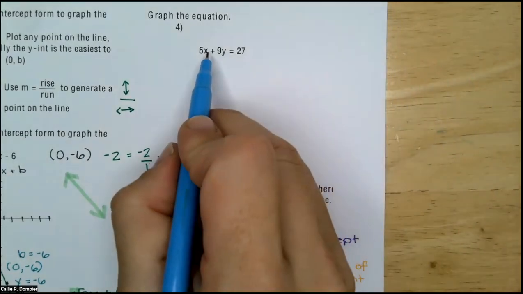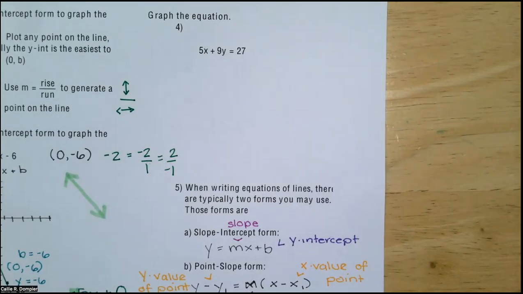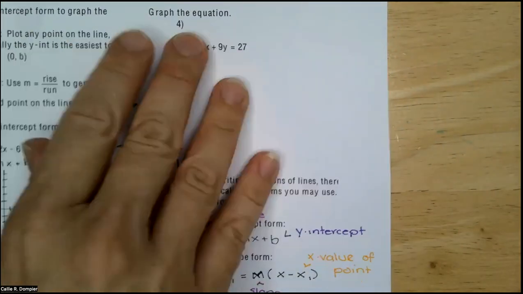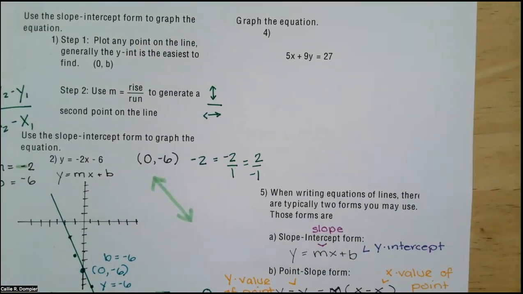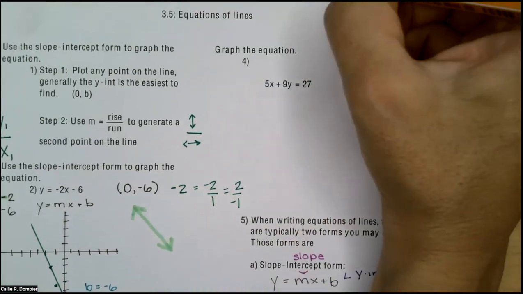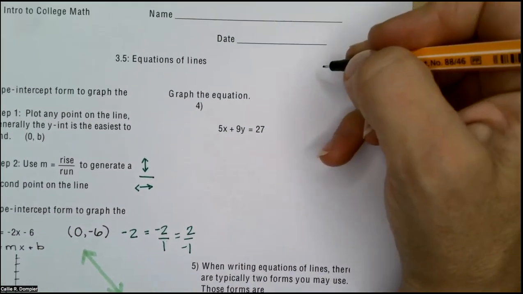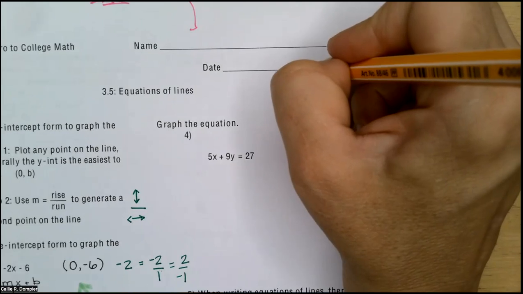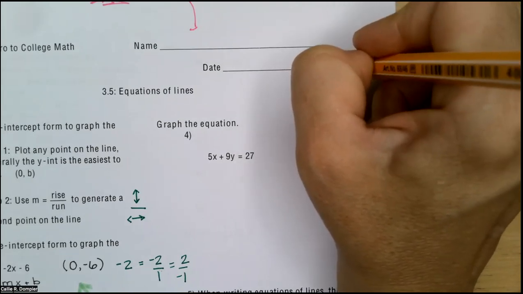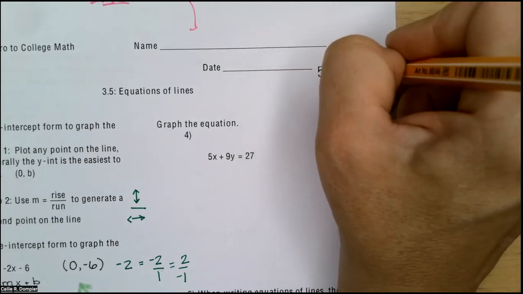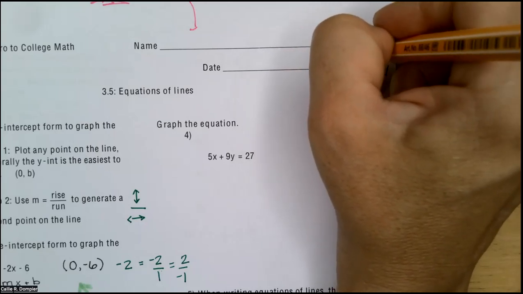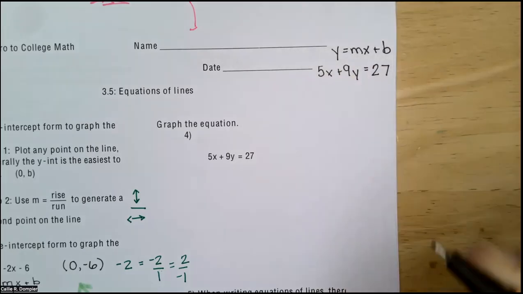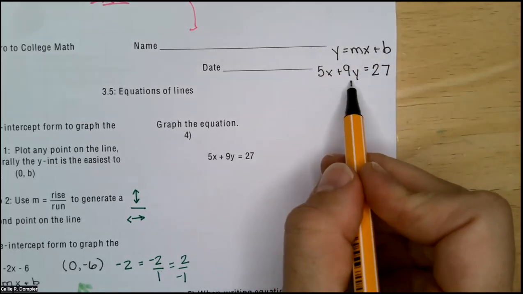All right. What about 5x plus 9y equals 27? Here, we want to use the slope-intercept form to graph the equation. This isn't in slope-intercept form, so I'm going to change it to slope-intercept form, and I'm going to move up here because I'm going to run out of space. So here I'm going to write 5x plus 9y equals 27, and I want it to look like y equals mx plus a constant.